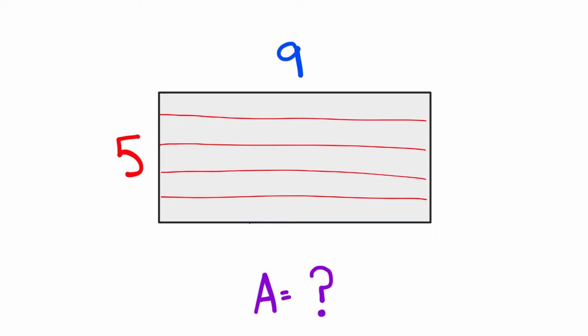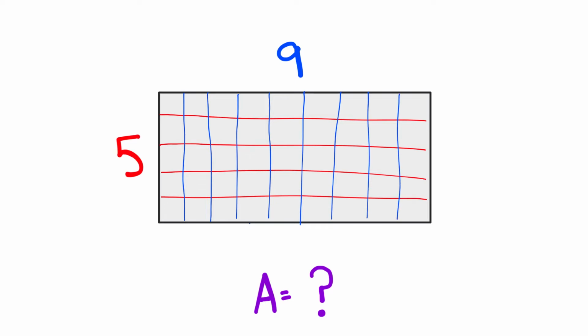You could also do the same with the width. 1, 2, 3, 4, 5, 6, 7, 8. And then what you could do is you could then count all of those little boxes. And this is what we did back in elementary school. And then you learned about multiplication. Multiplication is just repeated addition.